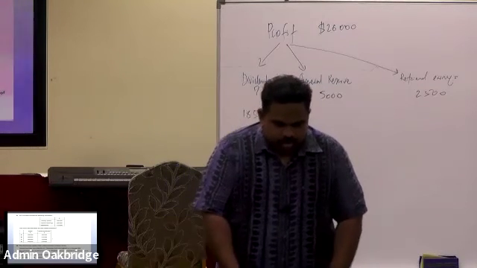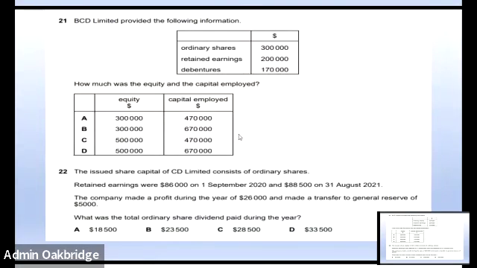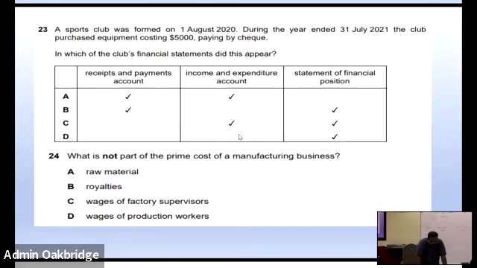24. What is not part of the prime cost of a manufacturing business? Raw material is your prime cost. Prime cost consists of direct material, direct wages, direct expense. The most common direct expense is royalty. Or they will tell you any expenses that are directly there.